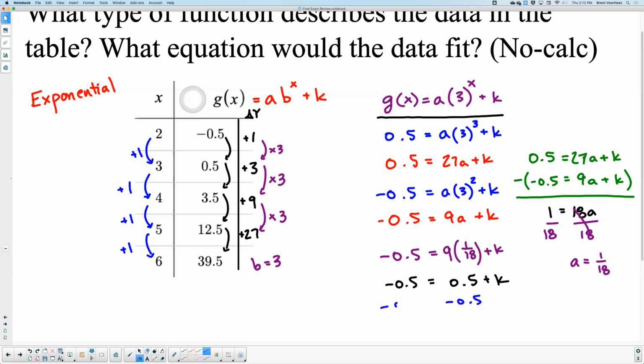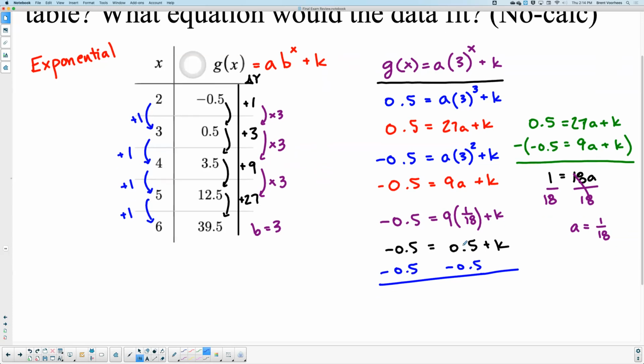Subtract 0.5. It'd be subtraction since they're adding together. And we now will get our k value. What's negative half minus another negative half? Negative 1 equals k. And so we have all of our answers. Let's go ahead and write our final equation. G of x would equal 1 over 18 times 3 to the power of x minus 1. There's your equation.